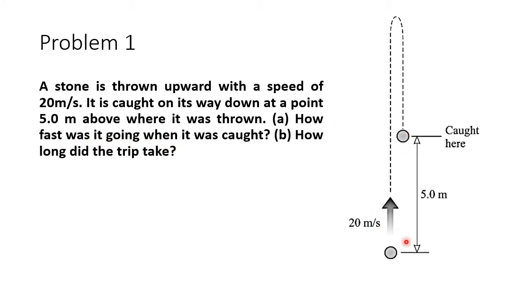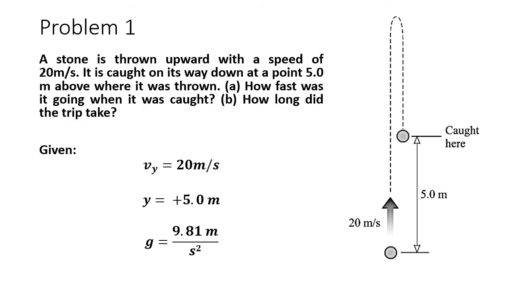So now we are going to compute for the time of the catching of the object when it was caught, and letter B, how long did the trip take? So basically we are going to calculate the speed when it was caught and the time when it was caught. So how long did the trip take, for example, from 20 meters per second down to the 5-meter height? So we will check that out.